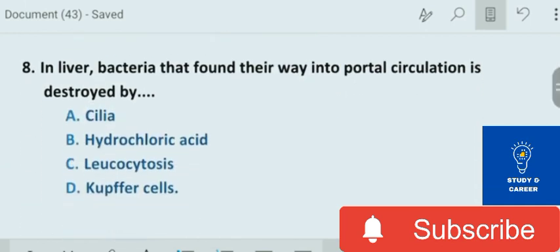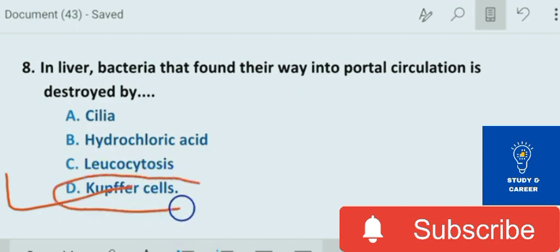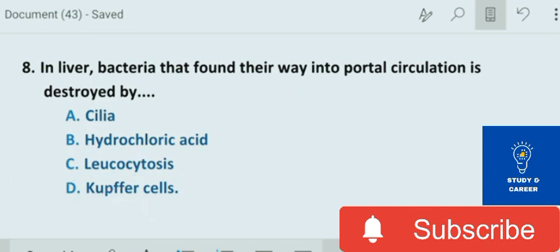Eighth, in liver, bacteria that found their way into portal circulation is destroyed by A. cilia, B. hydrochloric acid, C. leukocytosis, D. Kupffer cells. So in liver, bacteria that found their way into portal circulation is destroyed by Kupffer cells.